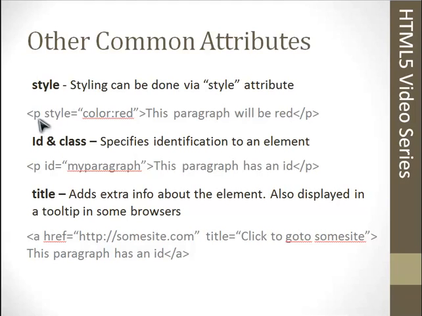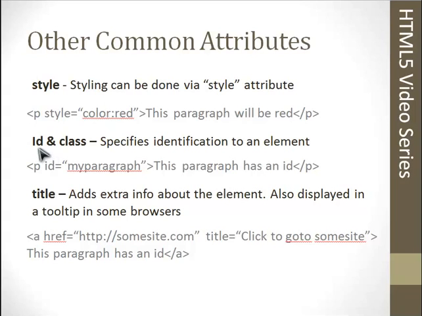We have a p tag, which is a paragraph tag, wrapped around the text. This paragraph will be red. We have the style attribute, which is the name, and then we have the value, which is color red. Now this is a style selector, color. There are many different kinds: there's background color, there's width, height. We'll get into that in a later section.